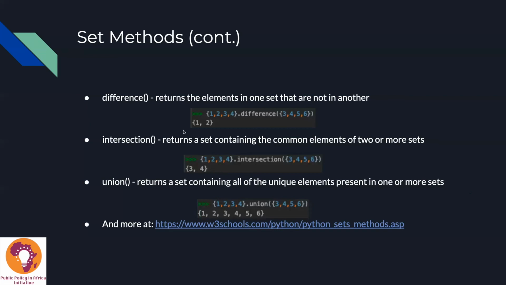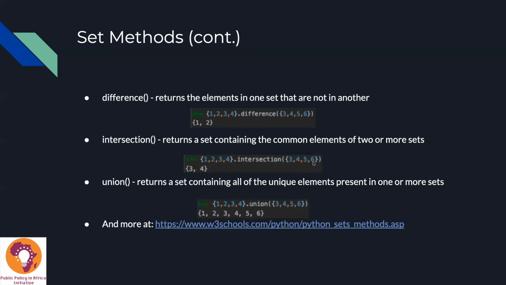So this is kind of like the opposite of difference, right? We're looking for the values that are the same between these two. So we have the same 2 sets, 1, 2, 3, 4, and 3, 4, 5, 6. And we're going to call on our set that contains the elements 1, 2, 3, 4 the intersection method using dot notation. So we have our 1, 2, 3, 4 set dot intersection, and then we have our parentheses here.